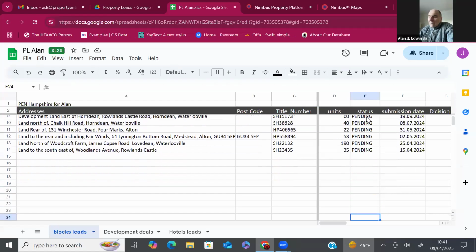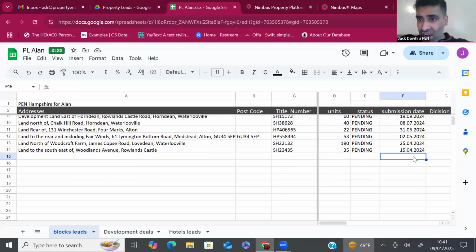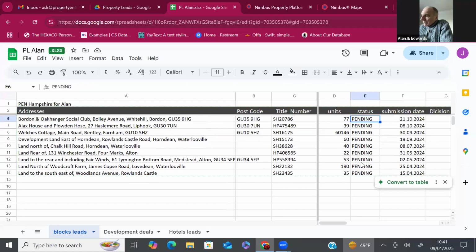Now, I've asked the team to go back on these dates, more like early 24 and 23, because that will be mature business that you can approach right away. Does that make sense? Yes.